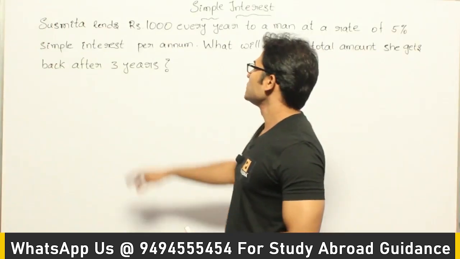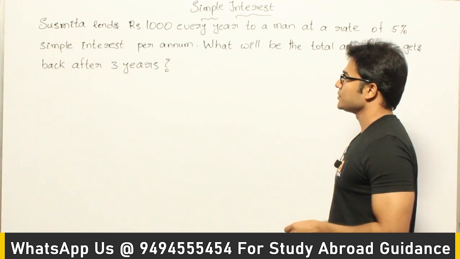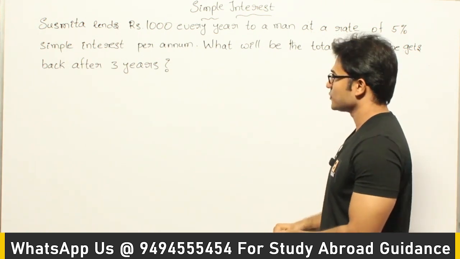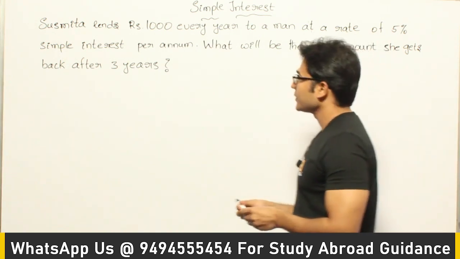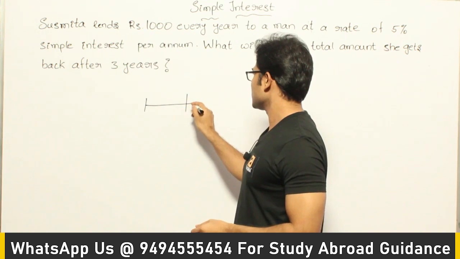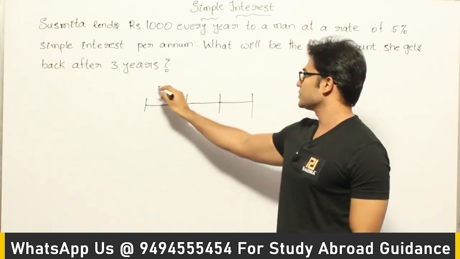Let's see this. Susinda lends 1000 rupees every year to a man at a rate of 5% simple interest per annum. What will be the total amount she gets after 3 years? So they are saying that Susinda is lending 1000 rupees every year. So first year, let's say second year, and then third year, right? Susinda is lending 1000 rupees every year.